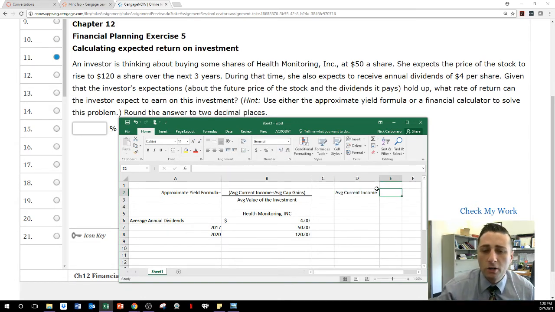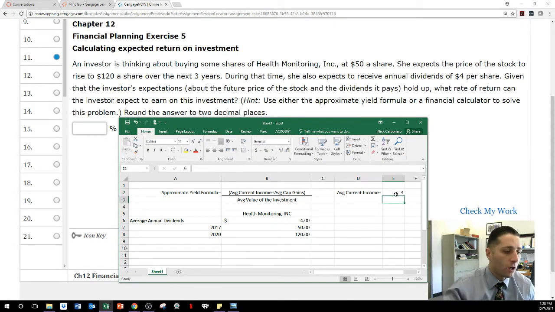Now the average current income for this problem is very, very easy to do because we already know the current income. When you do stocks, there's only a type of current income. It's dividends, right? Or the appreciation on the stock after you sold it. But we didn't sell anything. We're trying to figure out what's going forward. So the average annual income for this question is that $4 a share. Great, so we got that first part. That first part is completely done right there.